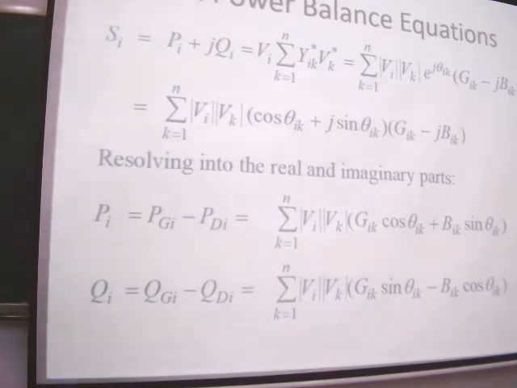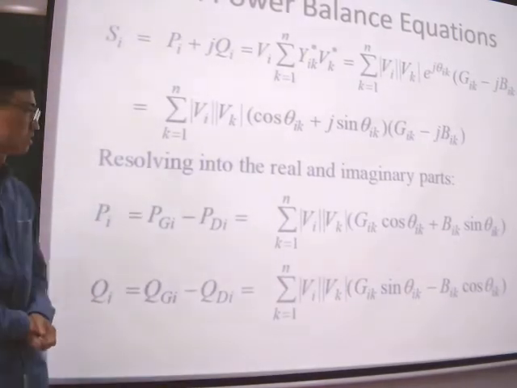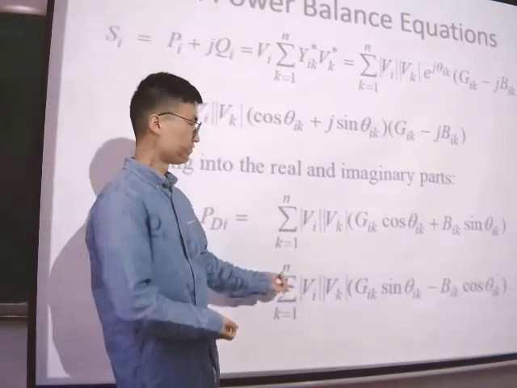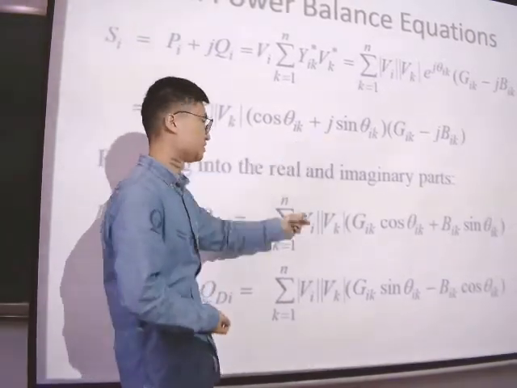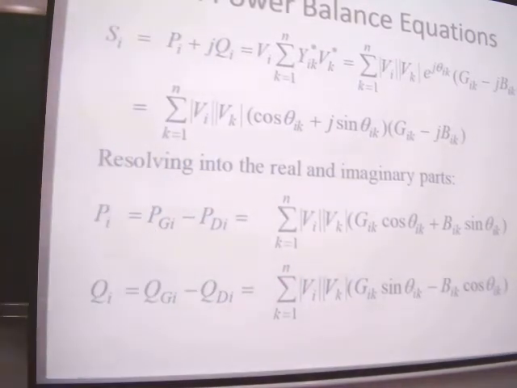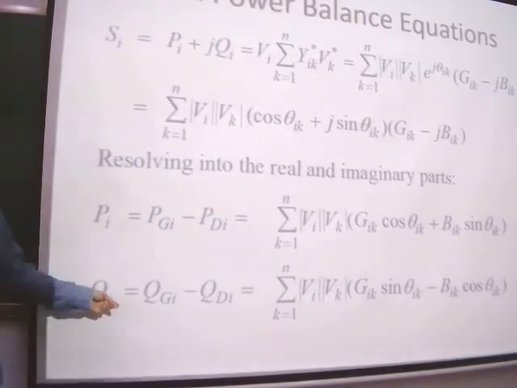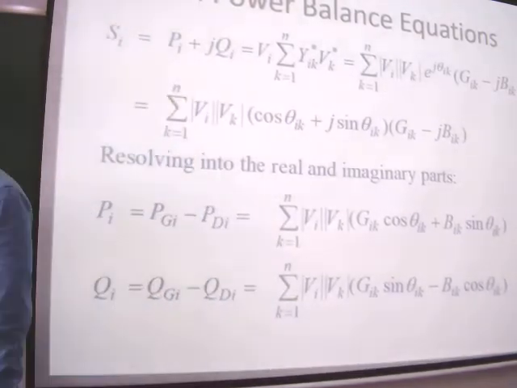So now we are resolving it into the real and the imaginary parts, the P and Q, right? The P_i and Q_i, into two parts. Here is the real part, here is the imaginary part. Okay, so I have problems for this.